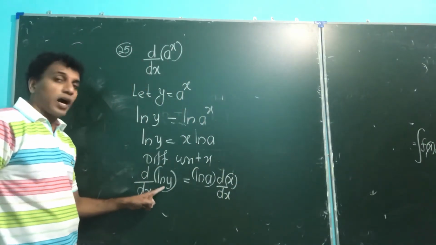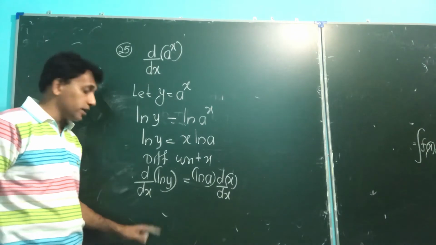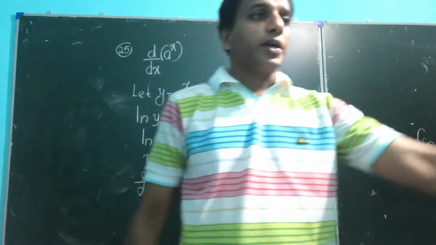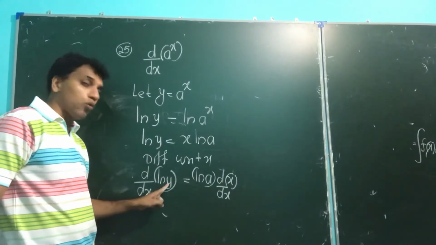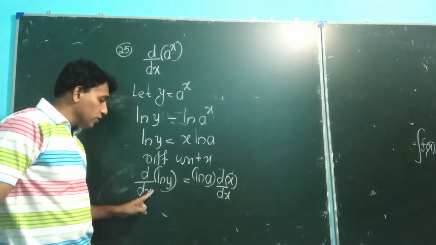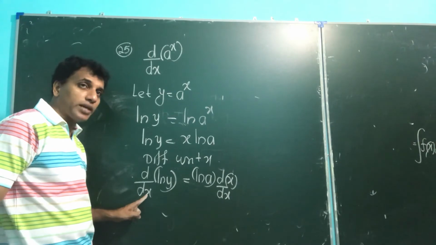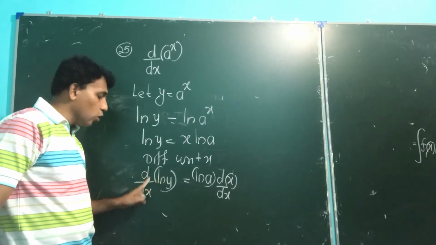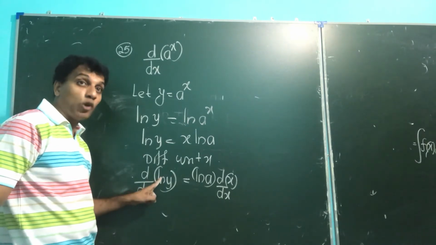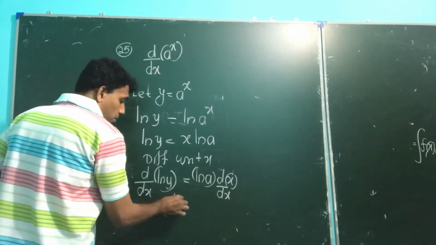Here, you can't differentiate log y with respect to x. Therefore, you make this a y. D over dy of log y is 1 over y. But it is wrong.